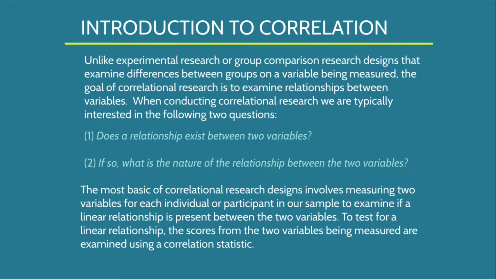The most basic of correlational research designs involves measuring two variables for each individual or participant in our sample to examine if a linear relationship is present between the two variables. To test for a linear relationship, the scores from the two variables being measured are examined using a correlation statistic.